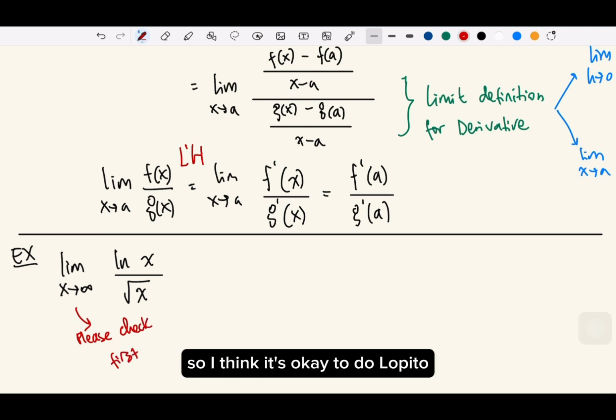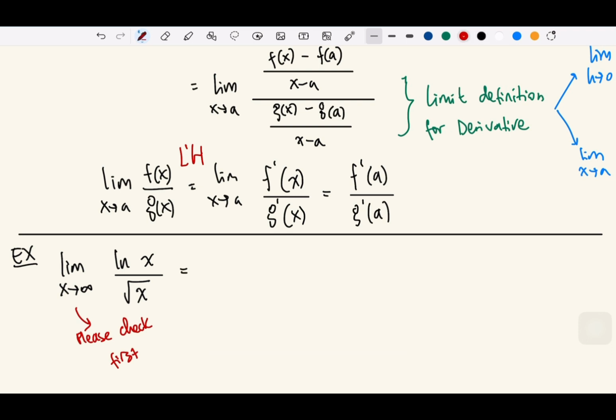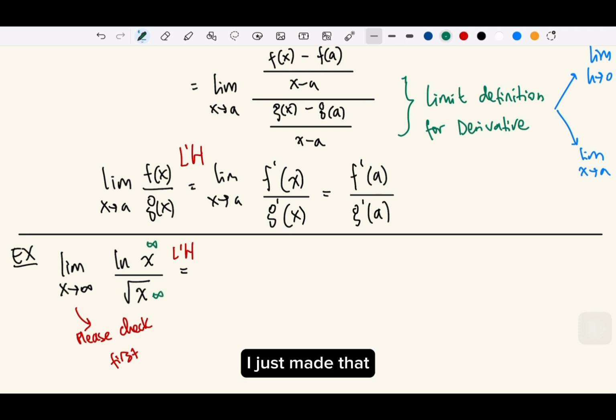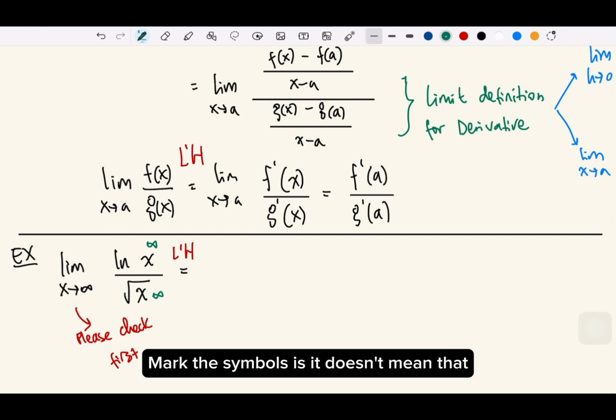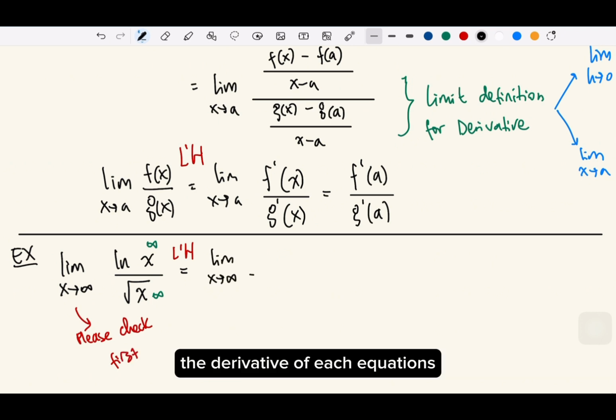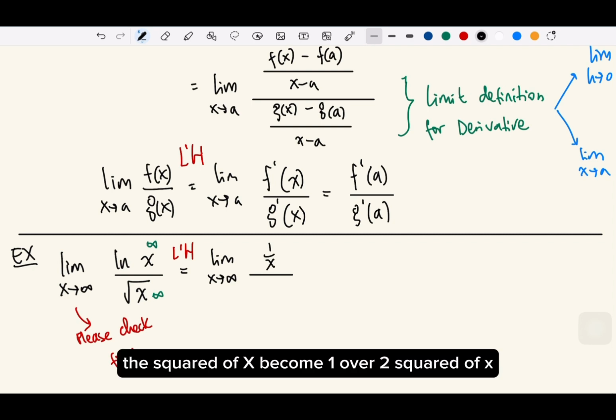So I think it's okay to do L'Hopital for this one. So we take the LH, okay? Since this is infinite over infinite, right? I just mark the symbols. It doesn't mean that you need to write like that in the exam. Okay, and then we write the derivative of each equation. Okay? So ln becomes 1 over x. The square root of x becomes 1 over 2 square root of x.